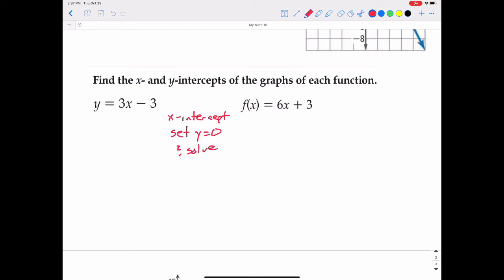So we replace the y with 0. We get 0 equals 3x minus 3. And we would solve that by adding 3 to both sides. So 3 equals 3x, divided by 3. So we have an x-intercept of 1.